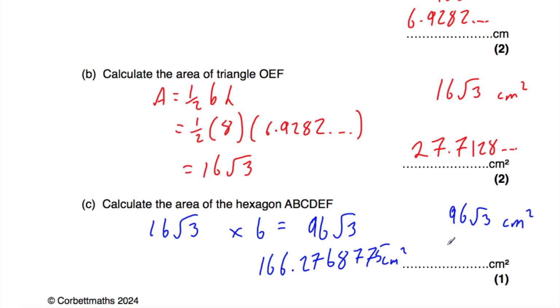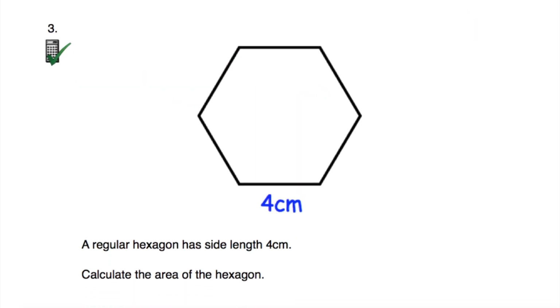You could write either one of these as your answer, either 96 root 3 centimeters squared or 166.2768 and so on, or you could round it, centimeters squared. And that's the area of the whole hexagon. And that's it. Okay, let's have a look at our next question, question number 3.